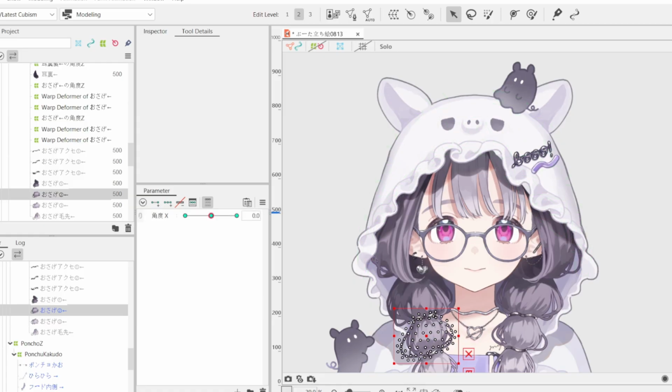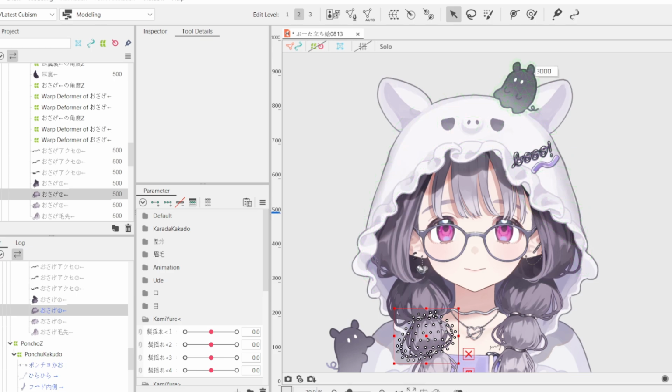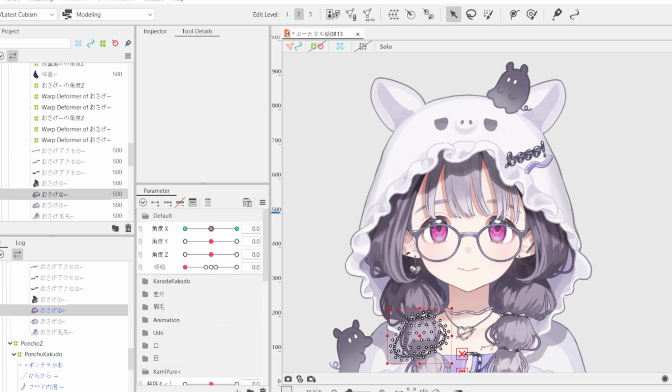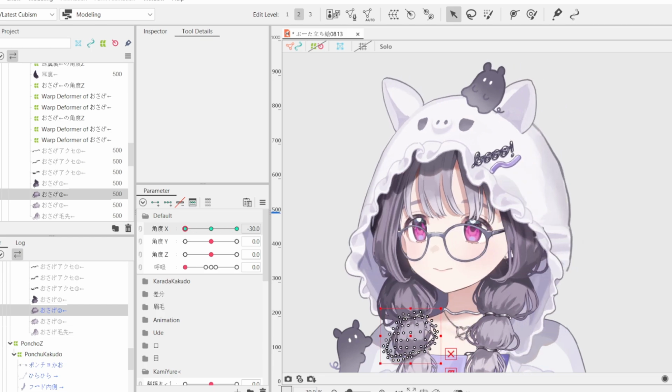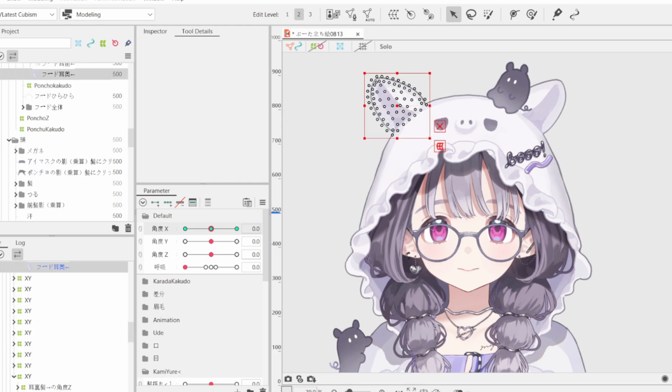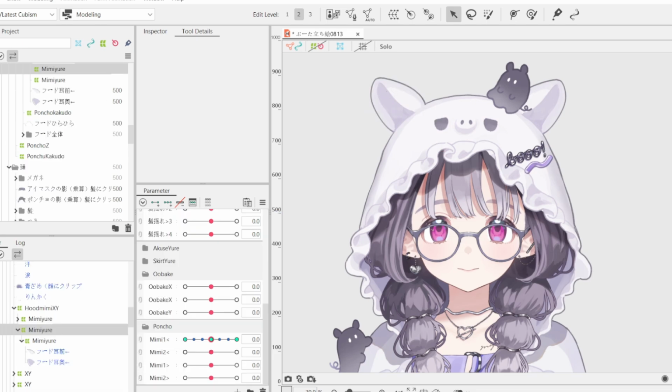For the poncho, I started with following her head angles to create the poncho angles. Oops, hold on. And then the fun part, I thought it would be super cute to have the poncho ears move in a sort of exaggerated way. So I created this movement with 2 parameters for each side, 4 in total.